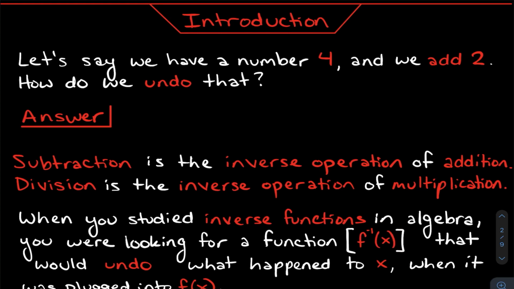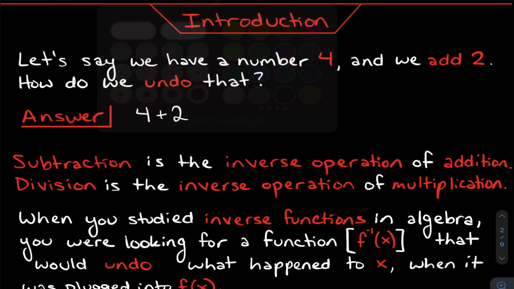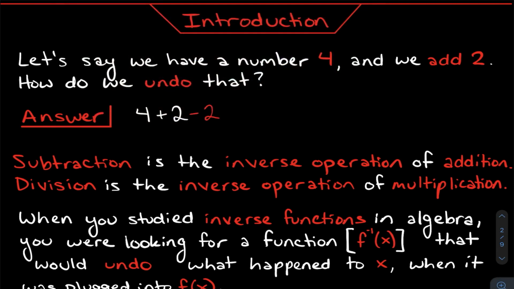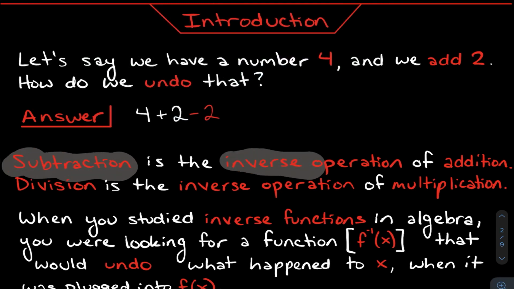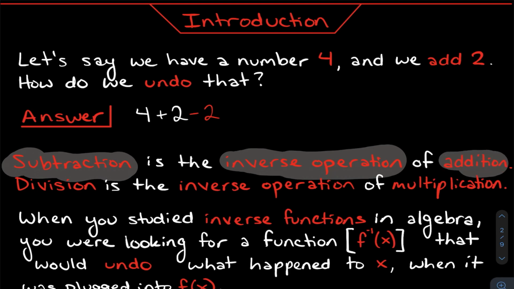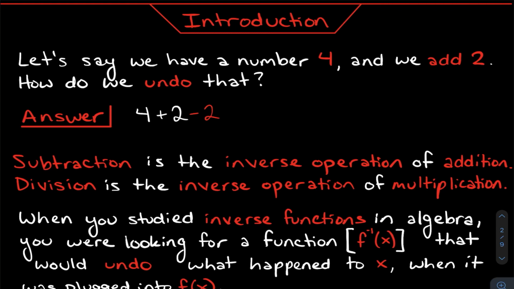So let's say that we have a number 4 and we add 2. How do we undo that? Well, to undo us adding 2 to 4, we subtract 2, don't we? Right, and so this subtraction undoes the addition. So what we would say there is that subtraction is the inverse operation of addition. Okay? It does the opposite.